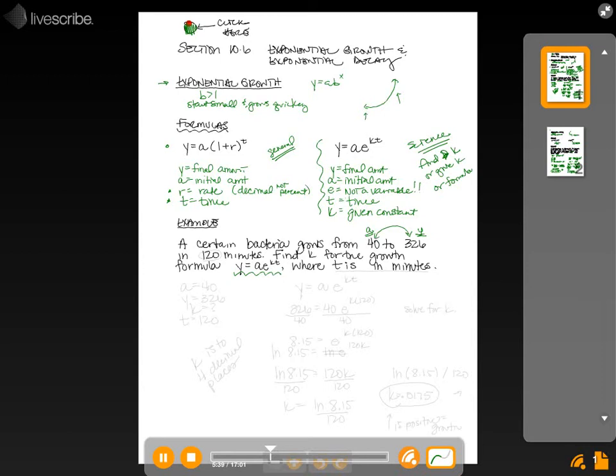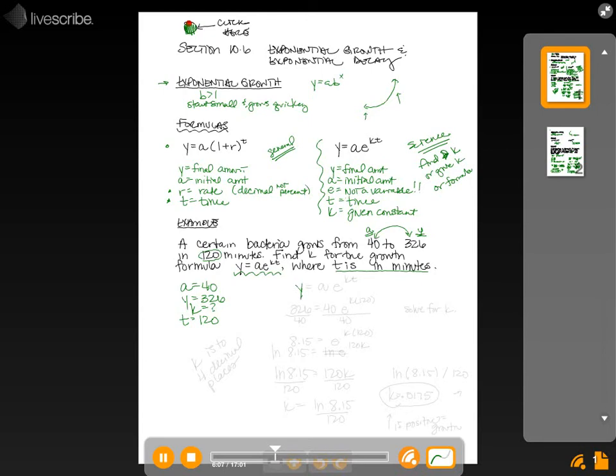Okay, so let's figure out what we know. Let's list out the variables. We've already said A is 40 and Y is 326. That's how we know it's a growth problem. We're going to find K, and then T tells us that T is in minutes and that it's 120. Now, had it said hours, we'd have to switch minutes to hours or half hours or whatever it tells us. But here it says it's minutes, so that's good. We don't have to change anything.